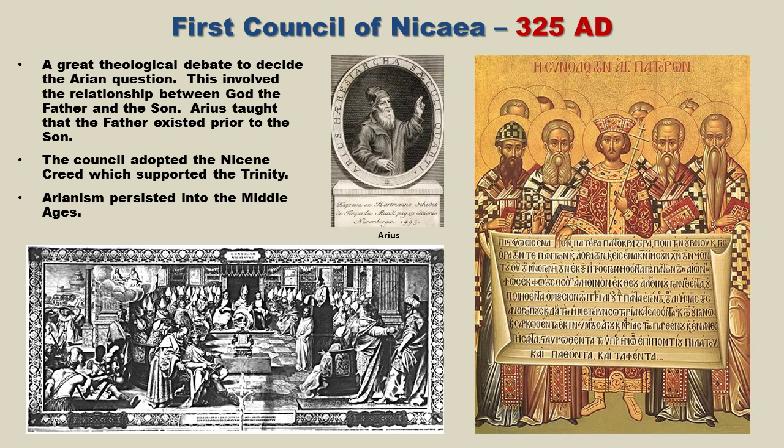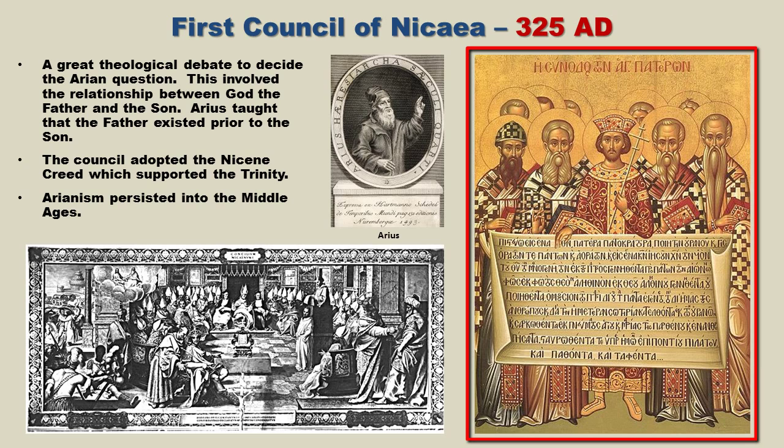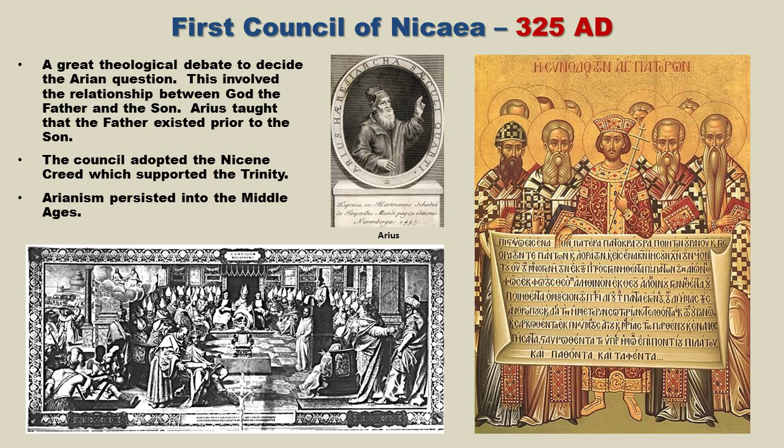Now, there was another side that supported the Trinity, and that was that the Father, the Son, and the Holy Ghost shared one essence. And so essentially it was three persons, but one being. And so this side of the debate rejected Arianism. The council eventually adopted the Nicene Creed, which supported the Trinity. And you can see that right here in this painting on the right. And right in the middle there is Constantine holding the creed.